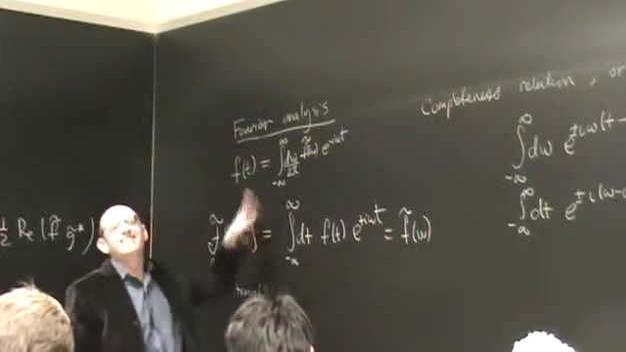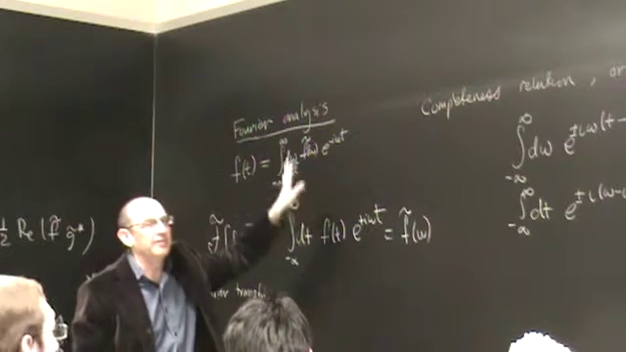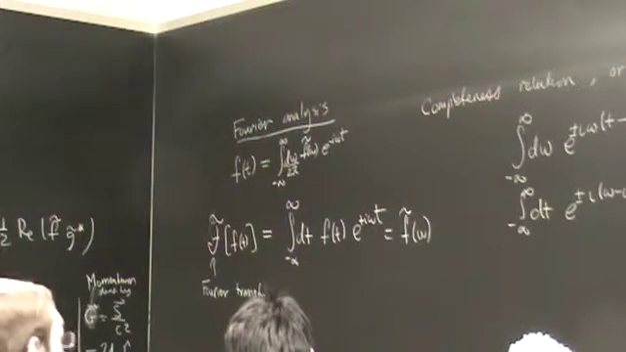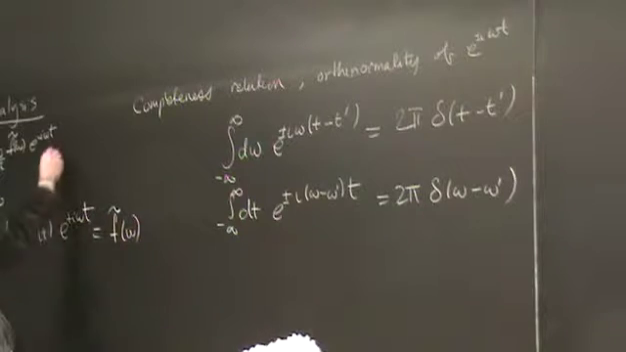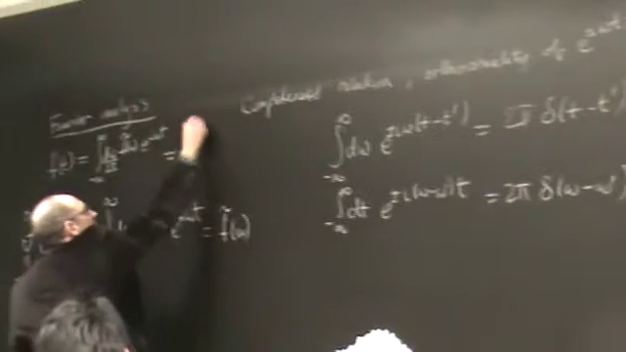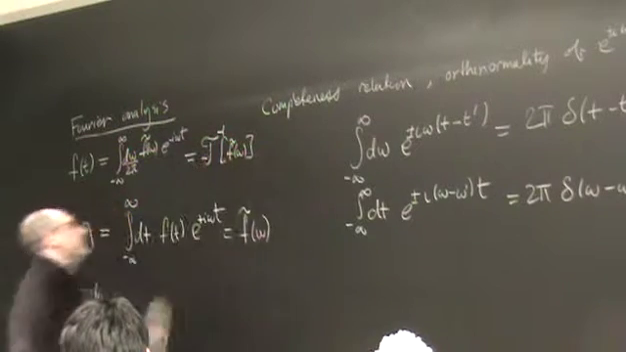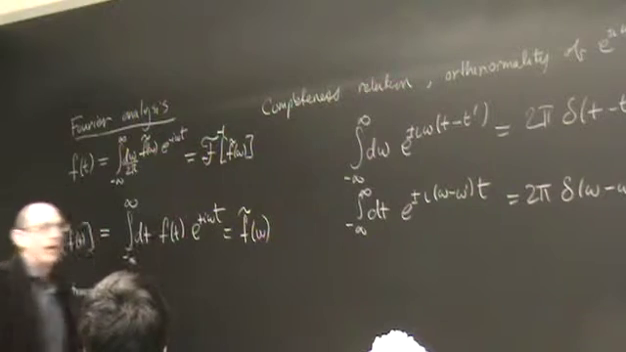Sometimes we write the square root of 2 pi to give it a more symmetric look, but that's a tradition in quantum mechanics. It's not the tradition in talking about signal processing. So I'll just stick with this for the moment. Okay, so this is the Fourier transform, and this is the inverse Fourier transform, giving me back the signal.